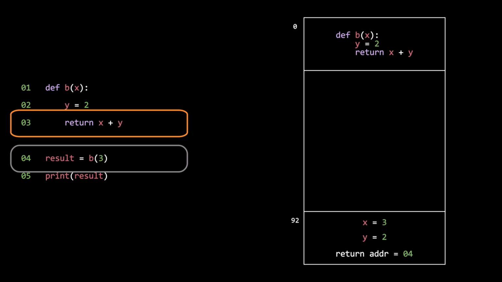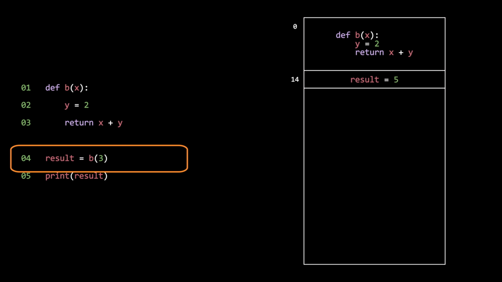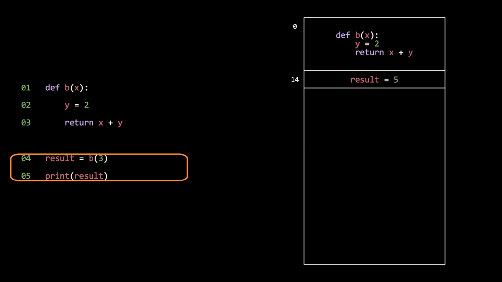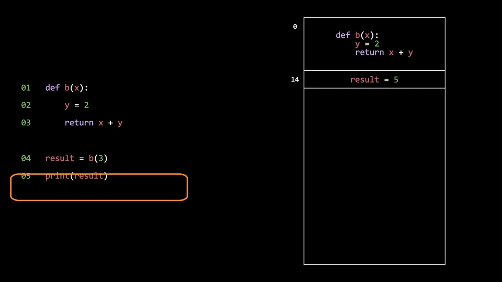So now that we know the value of x and y, we can calculate the fact that x plus y is equal to 5. And so we return that 5. So that allows us to get rid of the stack frame. So the stack frame goes away. And we now say that the b's return value is 5. So we put that 5 into a variable called result. This is a global variable. And then finally, we can print that result. We should print 5.